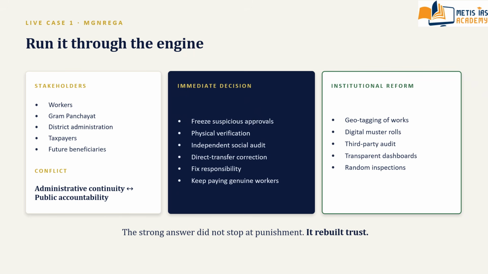What is the pattern after the stakeholders? That is conflict, a conflict between two players. Who are the players? Administration and public. So for GS4, it is administrative continuity versus public accountability. Public accountability and administrative continuity, this is the conflict.